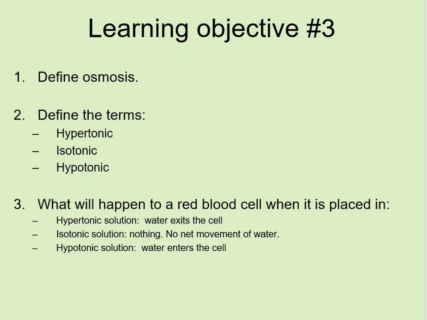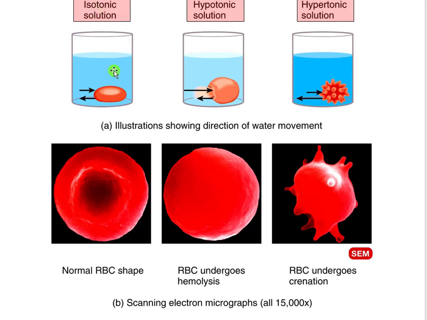Last slide to show you is this. Here's my isotonic solution. A little bit of water comes in, a little bit of water comes out. Everything's even. Hypotonic solution, there's a lot of water that comes in, and there may be a little bit of water coming out as well too. Water is always sloshing around, so that's why we talk about net movement, meaning overall movement. So there's a net movement of water into the cell.